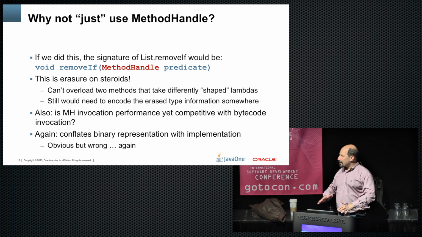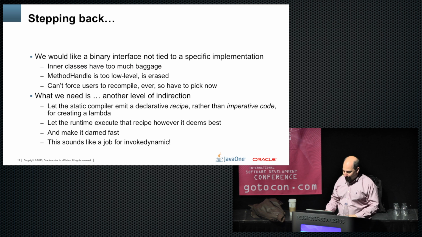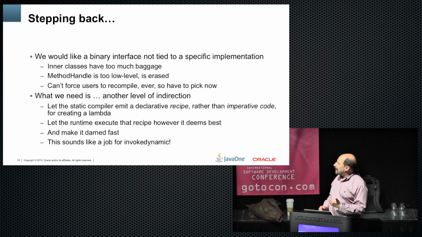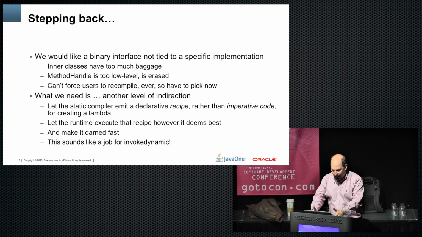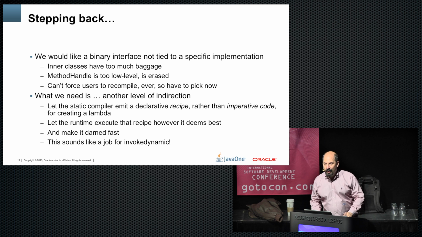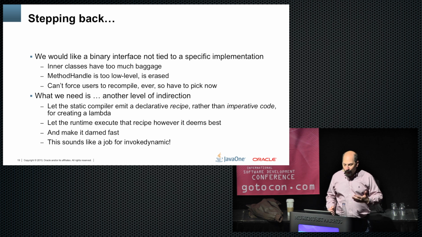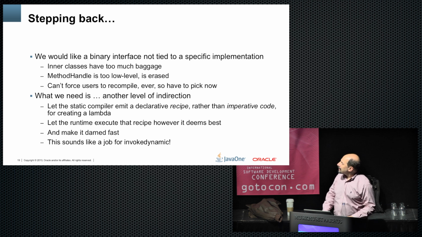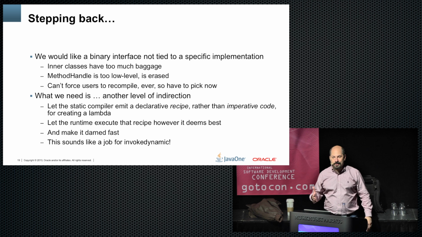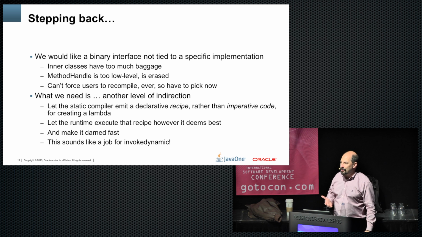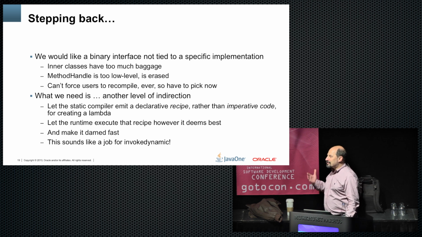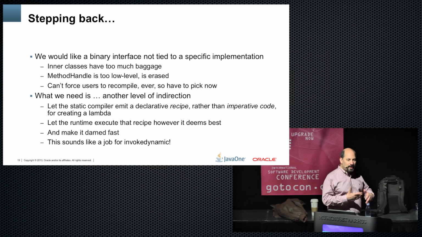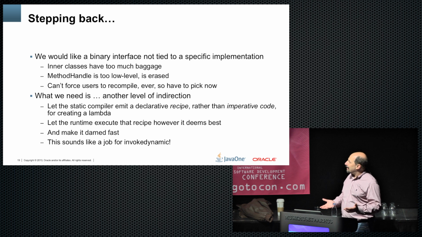OK, so what have we learned here? What we'd like is a binary representation that is not tied to the specific implementation. Certainly, we don't want to carry with us the baggage of inner classes, and we also don't want to carry with us the low-levelness and erasure of method handles, and we don't want to pick something that we're going to want to change because we don't want to ever say to our users, oh yeah, there's a new version of Java out there and it's much faster, but yeah, you got to recompile all your code. We don't do that. We don't want to do that.